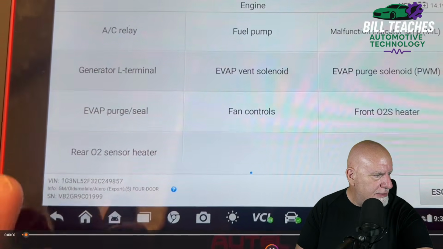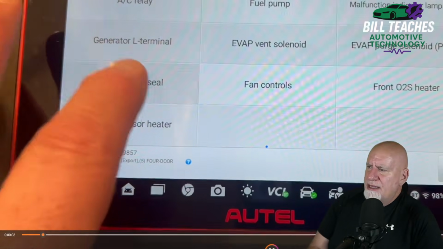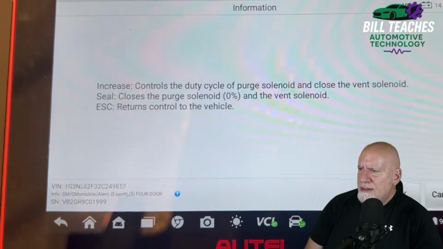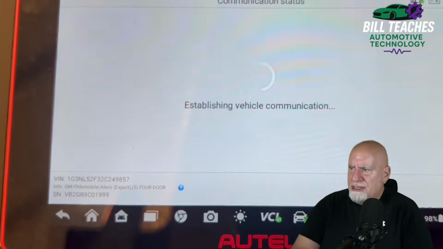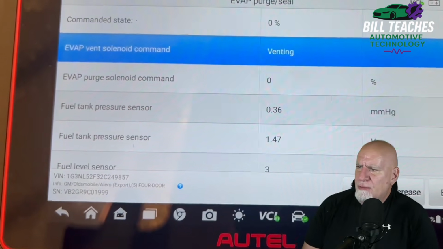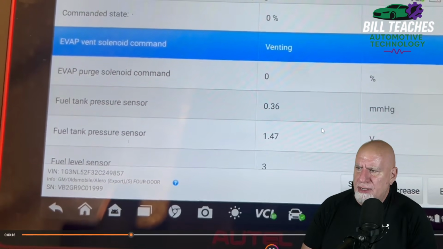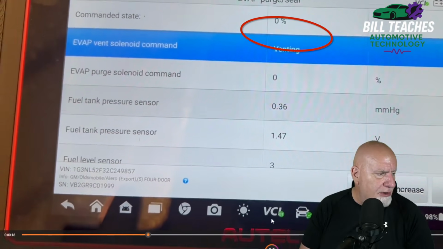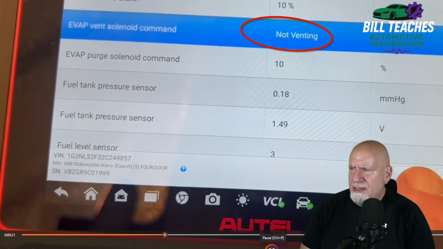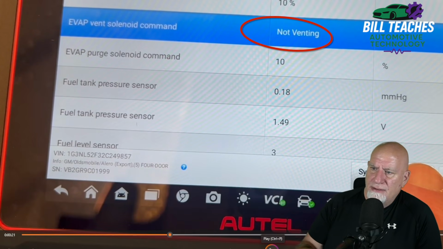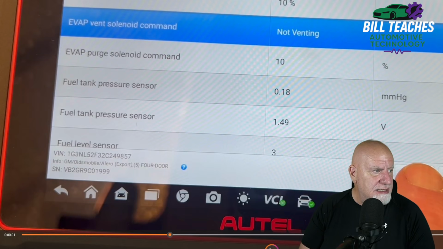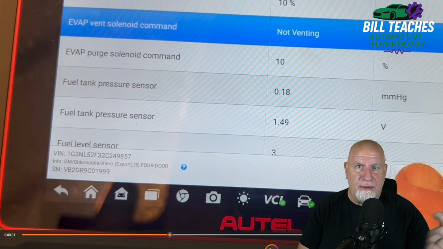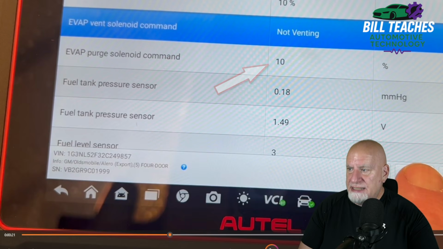Start it up. There we go. All right, so I'm hitting EVAP Purge Seal here, and then it just gives you the explanation of what EVAP Purge and Seal does. Right now it's showing that the EVAP vent solenoid is venting to the atmosphere. But as soon as I hit the button up at the top, now you can see that it's not venting, and I have commanded the purge valve to open 10%.